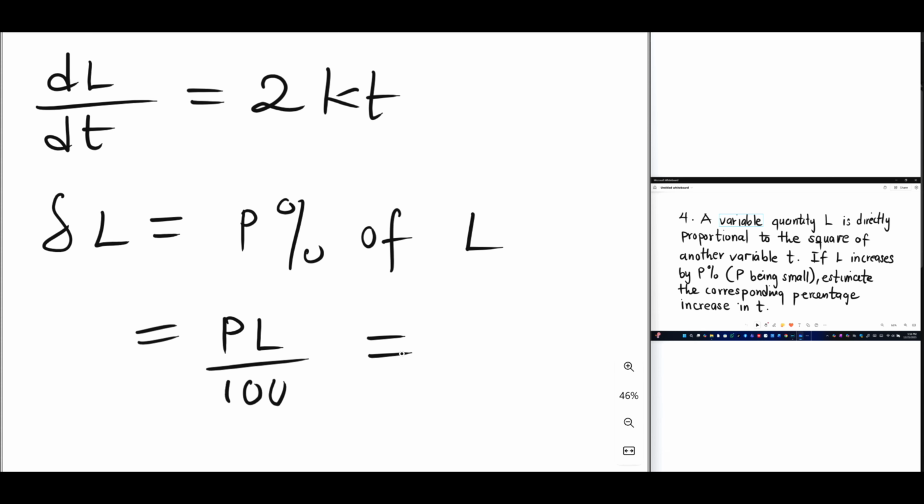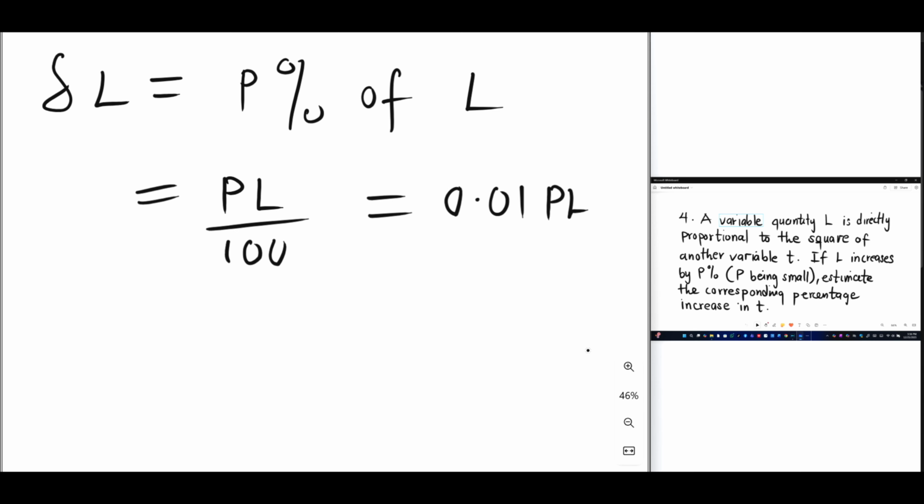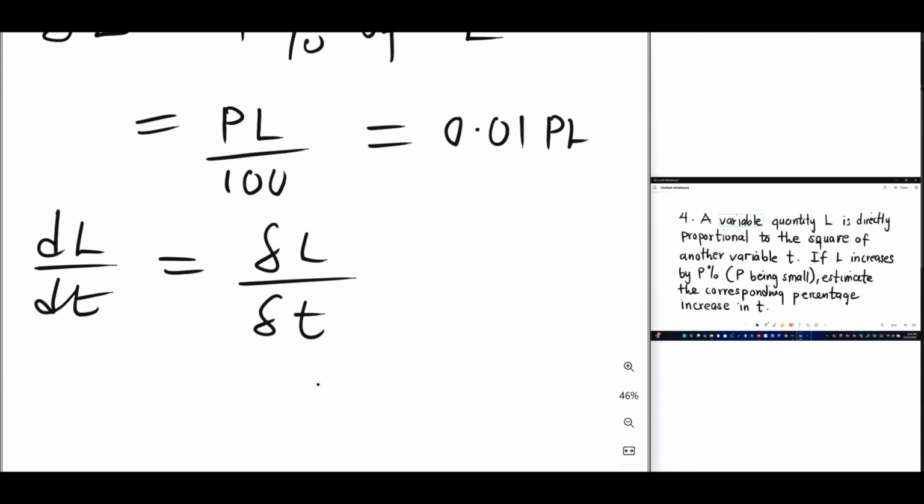Okay, and this is the same as 0.01PL. Let me write it well. So we have 0.01PL. Okay, when you divide PL by 100, you are going to get 0.01PL. Or you can still use the PL divided by 100 to get your answer. You are going to get the same answer. All right. So we have our dL/dT equal to small change in L divided by the small change in what? T. We are focusing on the small change in T.